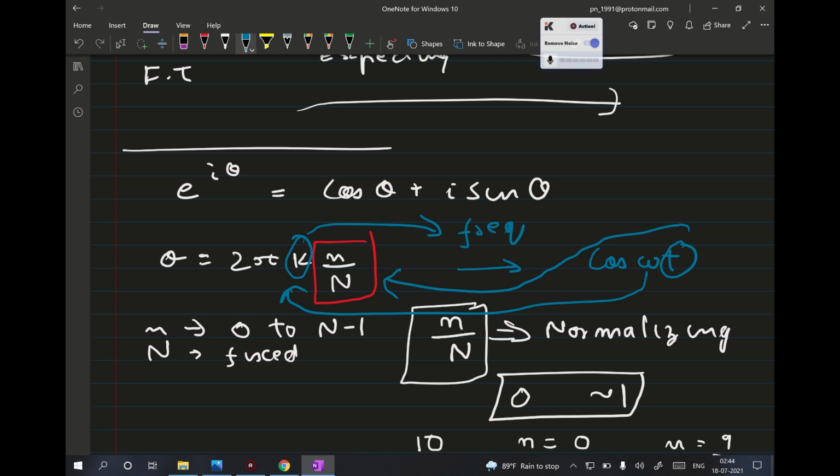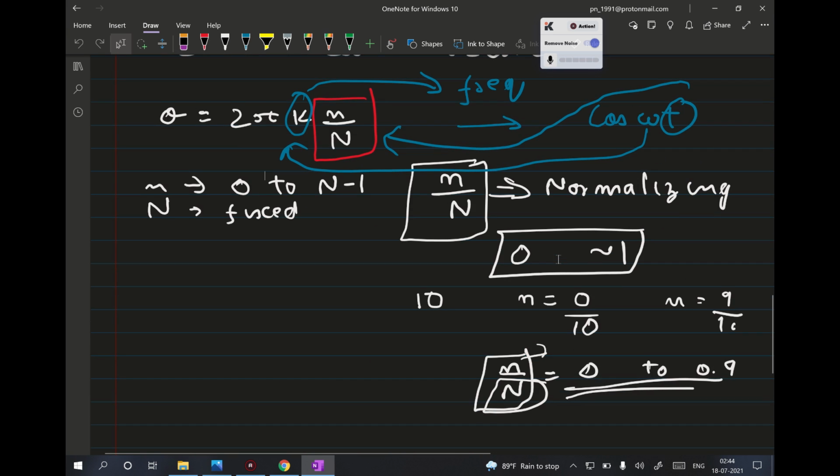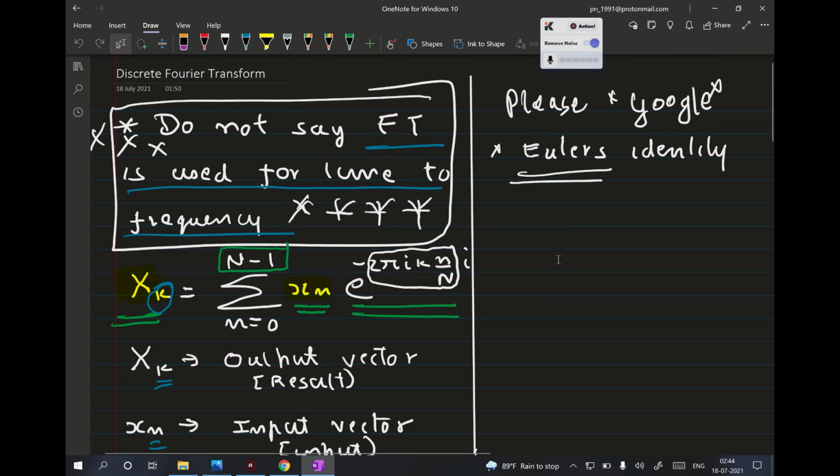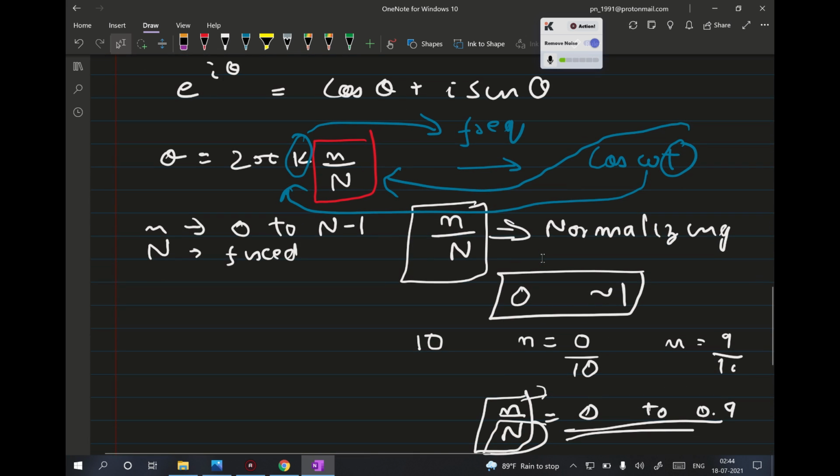So when we are iterating over the output variable, since k is on the output side, as k goes from 0, 1, 2, 3, we are changing the frequency content of the harmonic function in the formula.